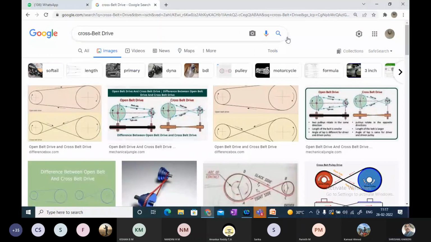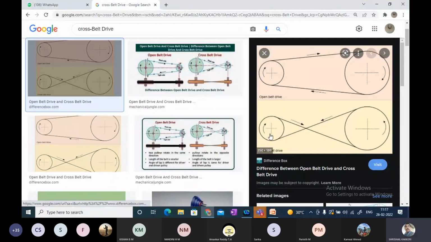See, look here, one can understand. This is an open belt drive. Open belt drive means both the pulleys rotate in the same direction. If the driver pulley rotates clockwise, the driven pulley also rotates in the same direction. In the case of the cross belt drive, both rotate in opposite directions because the belt is wound over in a crossed manner.